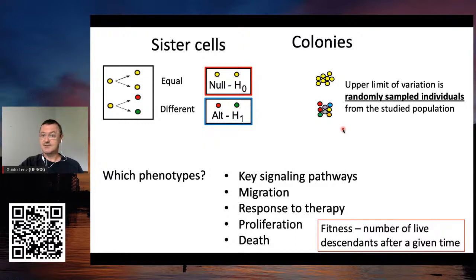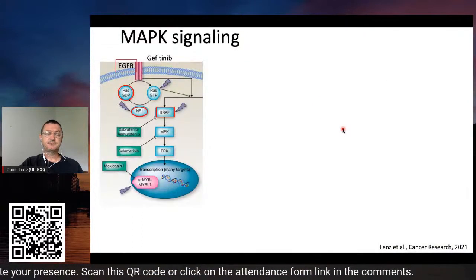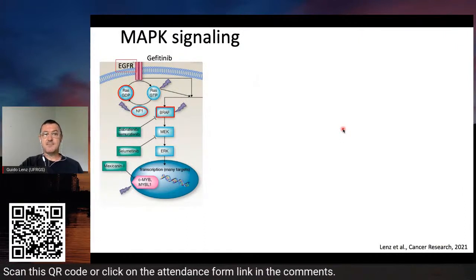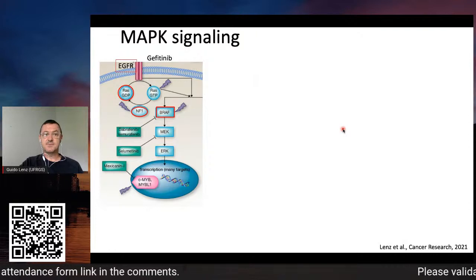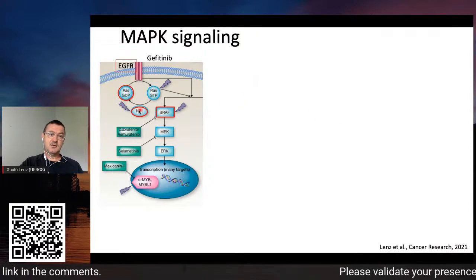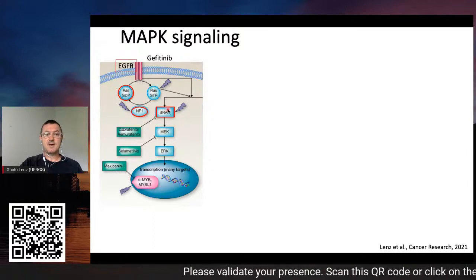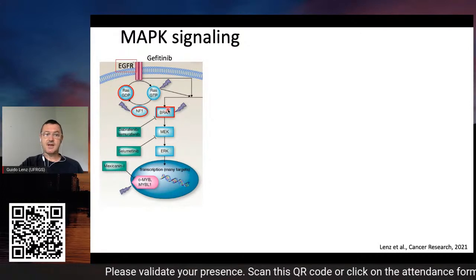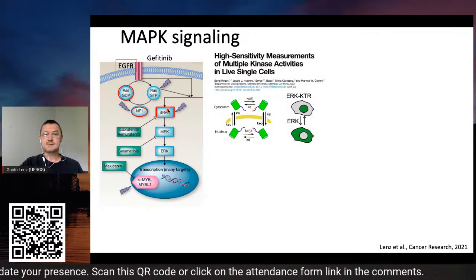Actually, we looked at fitness, which is the number of live descendants at a given time. So let's start with MAP kinase signaling. You probably know this signaling pathway. It's very important in cancer. Lots of components of the signaling pathways are changed, mutated in cancers, or misfunctioning in cancers.